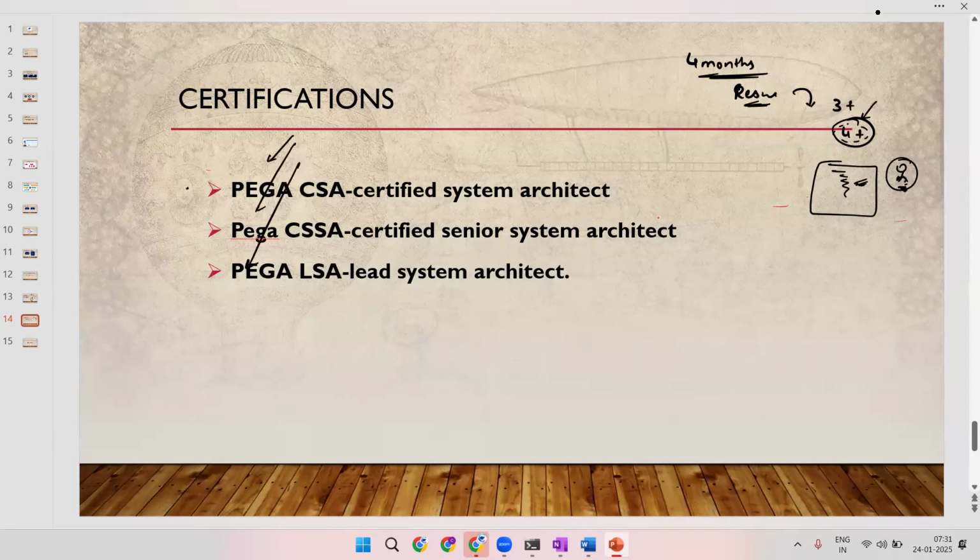Whatever certification you are doing today will reflect how much experience you have. If you say you have 4 years of Pega experience and you have only the first level of certification, no one will believe it. So certifications will blindly reflect how much experience you want to project.